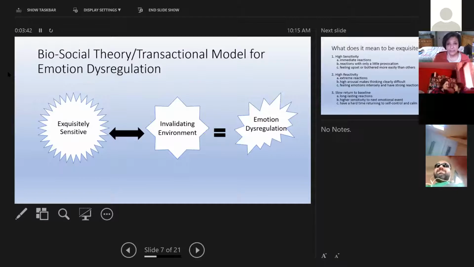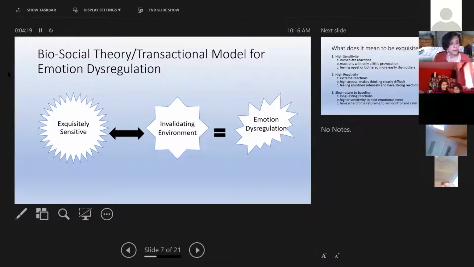Now, their sensitivity, this is a transactional environment. So when they're really sensitive about something and the environment responds with, you shouldn't feel that way, it's not that big of a deal, that then results in the dysregulation. Other times they're being normatively sensitive, and the environment is still somewhat punishing of them, and it results in emotion dysregulation. So it's a transaction, right?